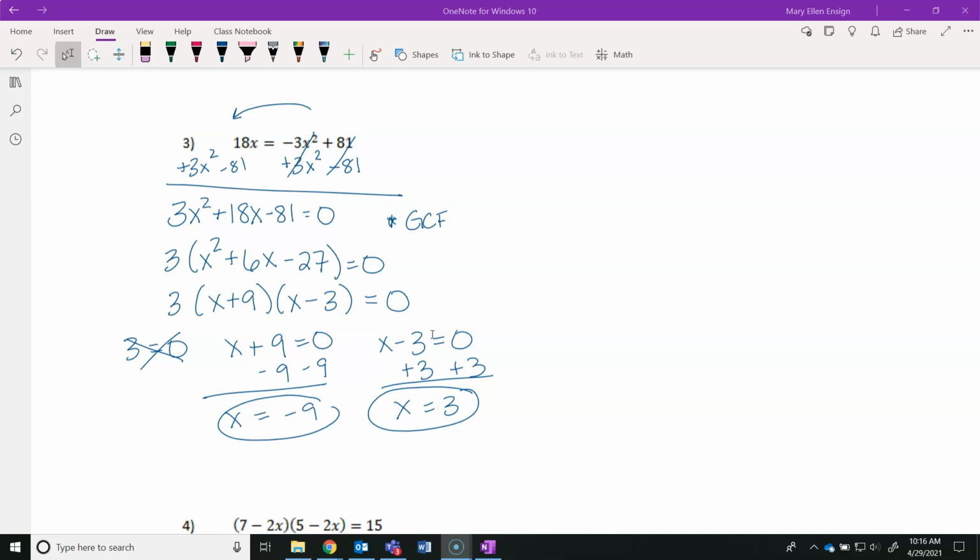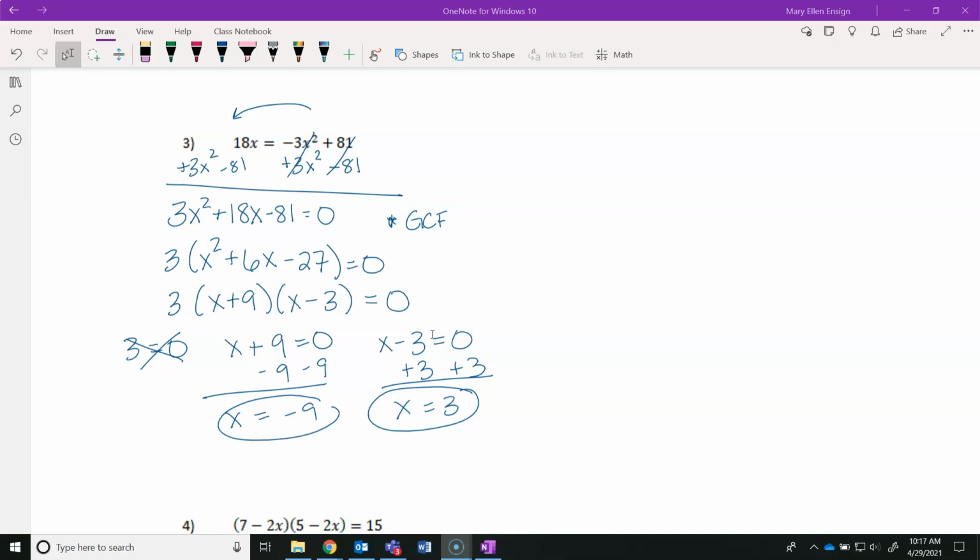So here's number 3 all worked out. We stopped at that line that said GCF. From there, your GCF is 3. Pull that out, and you get x squared plus 6x minus 27. And then you want to factor that. That's an easier trinomial. Two numbers that multiply to negative 27 and add up to 6 are 9 and negative 3.